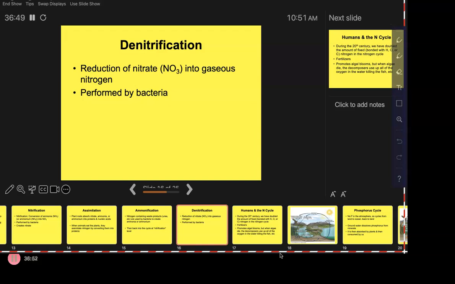Denitrification. Now we're working with the nitrate, the NO3 again. The bacteria break that down and release nitrogen again. If you're wondering what the bacteria are doing in here, they're utilizing the energy, is what it boils down to.